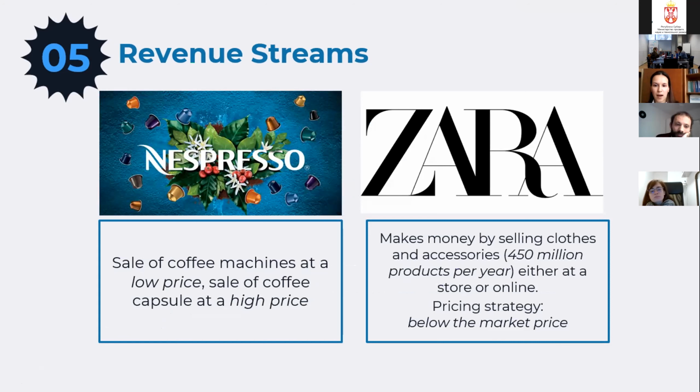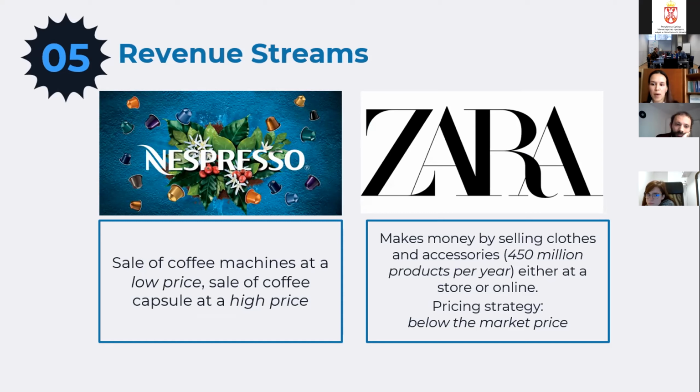We can see how Nespresso and Zara earn money, how they generate cash from their customer segments. In the case of Nespresso, they use 2 types of prices: low prices for the sale of coffee machines and a high price for the sale of coffee capsules.